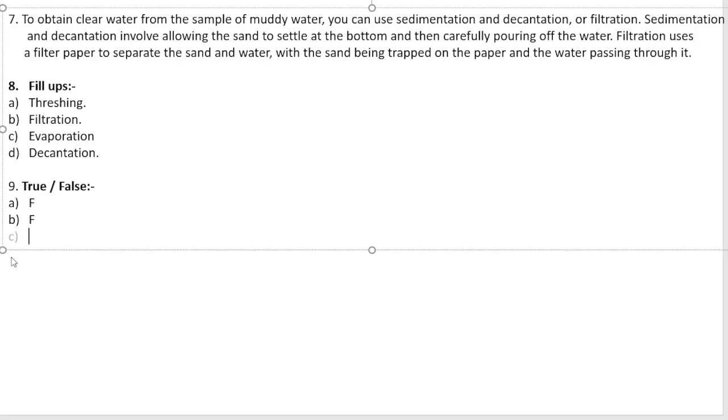ठीक है. Now, separation of sugar from tea can be done with filtration. कहते हैं फिल्ट्रेशन से टी में से आप शुगर फिल्टर कर सकते हो. नहीं कर सकते. आप इवेपोरेशन से कर सकते हो. ठीक है. तो grain and husk can be separated with the process of decantation. कहते हैं आप डीकेंटेशन से ग्रेन्स और हस्क को सेपरेट कर सकते हो. ठीक है.